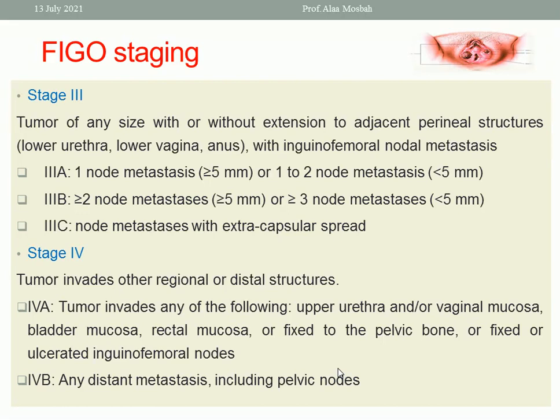What about stage 4? Stage 4A, tumor invades any of the following: the upper urethra and the upper vaginal mucosa, the bladder mucosa, the rectal mucosa, or is fixed to the pelvic bone, or fixed or ulcerated inguinal femoral nodes. So when you examine clinically, if you find positive inguinal femoral lymph nodes that are ulcerated and fixed, this case is stage 4A, for example. Then stage 4B, any distant metastasis including pelvic nodes.